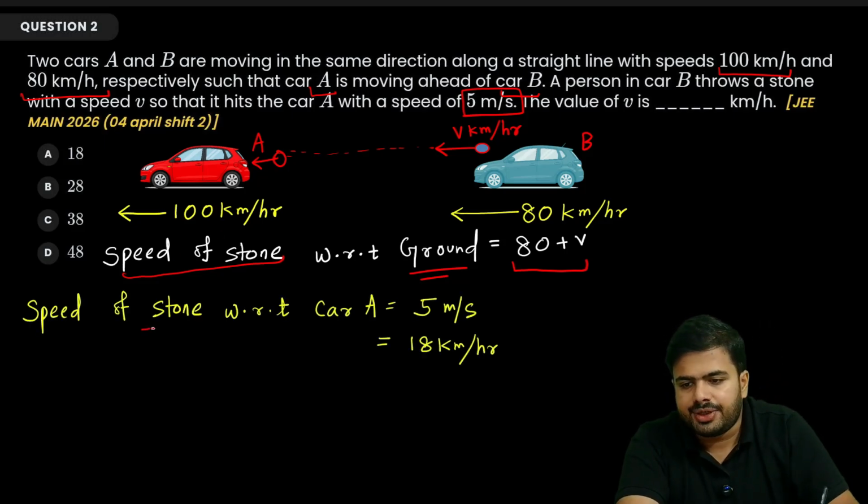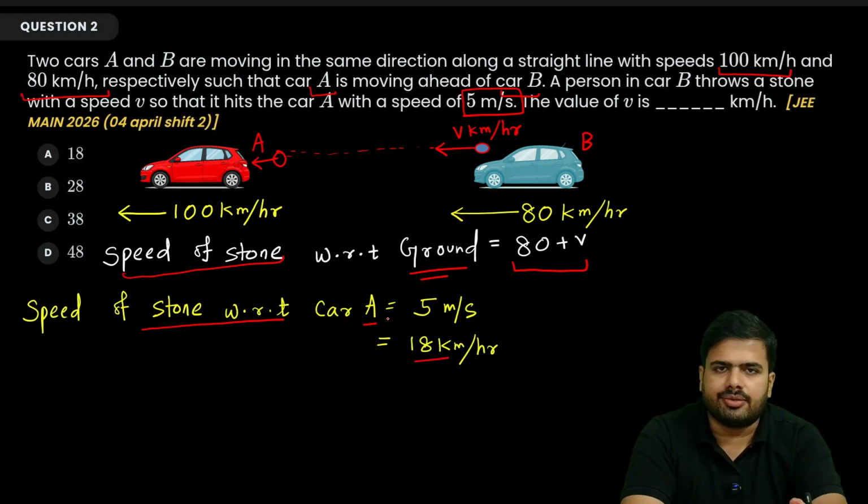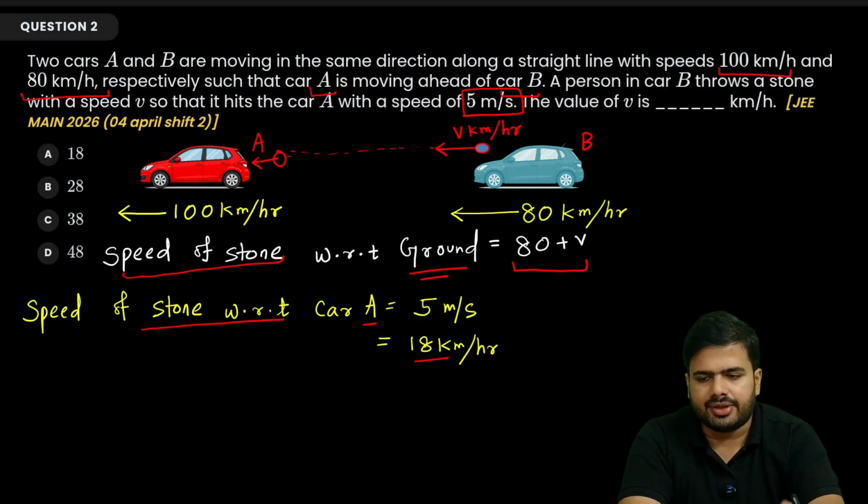Like here you can see the speed of the stone with respect to car A I am finding. So it is 5 meter per second they have given. So we just converted into kilometer per hour. So it is coming 18 kilometer per hour. This is the speed of the stone with respect to car A.